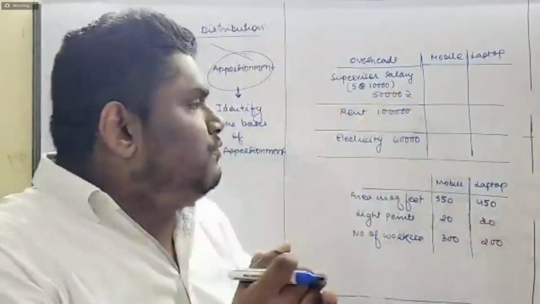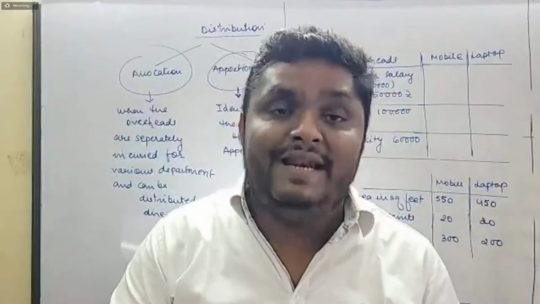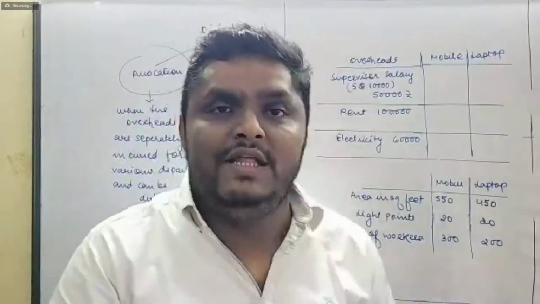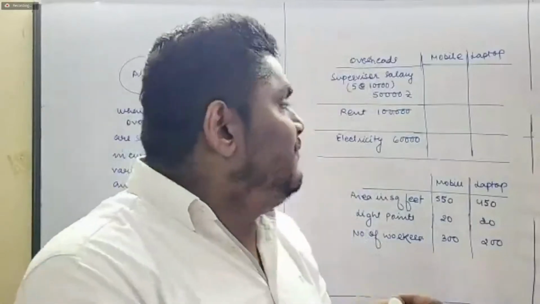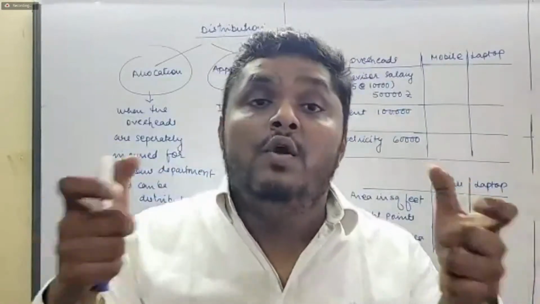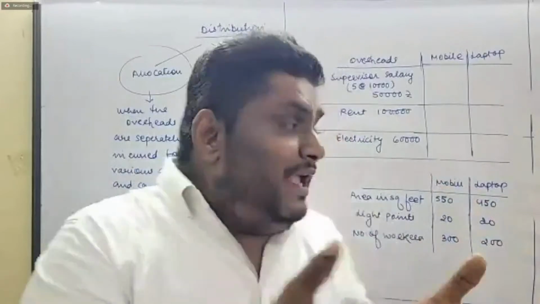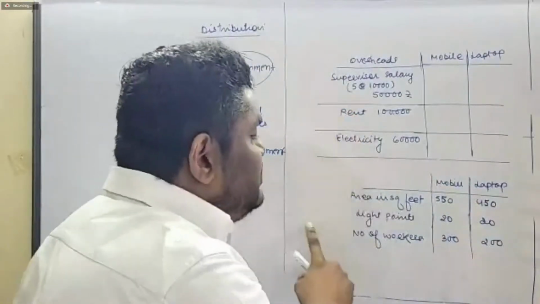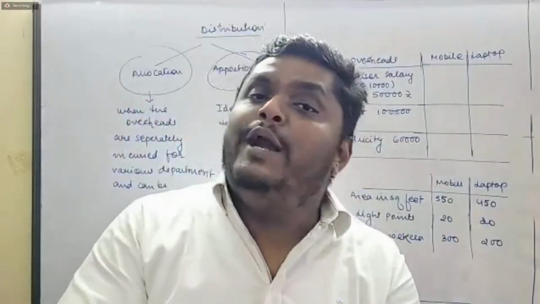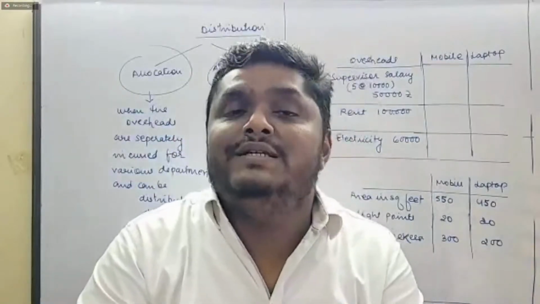So guys, in this question, let's start with supervisor salary, wherein we are paying 50,000 salary to the supervisor. Now the information given in the question is relating to area. Does the supervisor have anything to do with area? No, not at all. What does the supervisor do? Supervises the workers. So the information important for distribution of supervisor salary is the number of workers. Light point and area have nothing to do with supervisor salary.